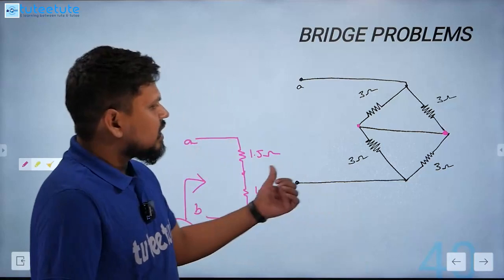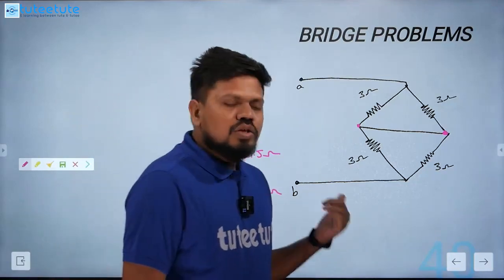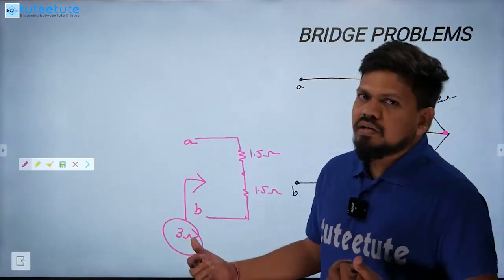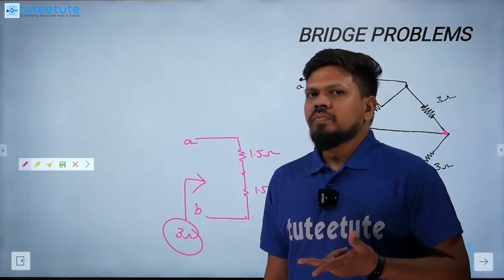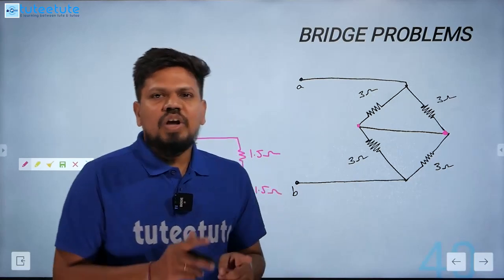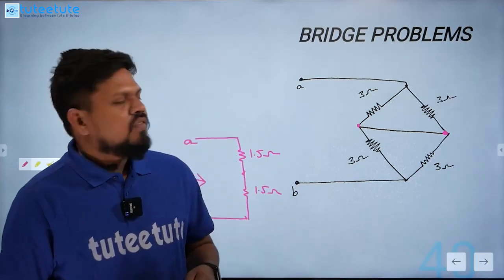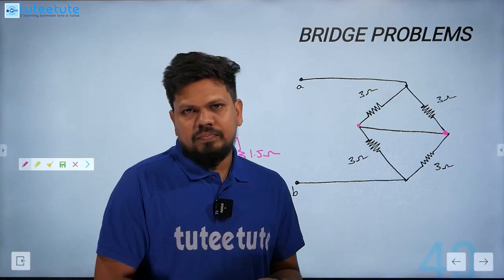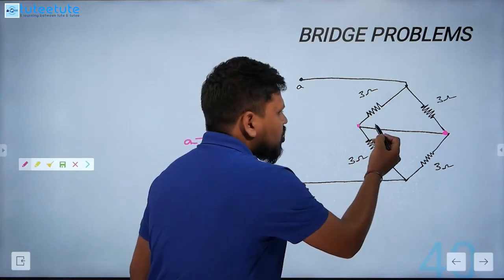Now tell me, is this method correct, whatever I have done? Just think, okay? Is this method correct? We have to think like this. This is a bridge problem. First, we have to check whether it is a bridge or not, whether there is any current inside or not. Understood, right? There is no current going inside.